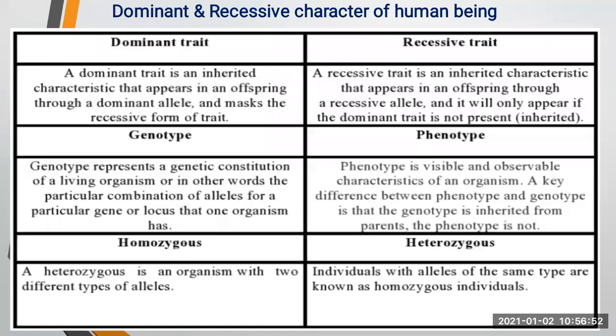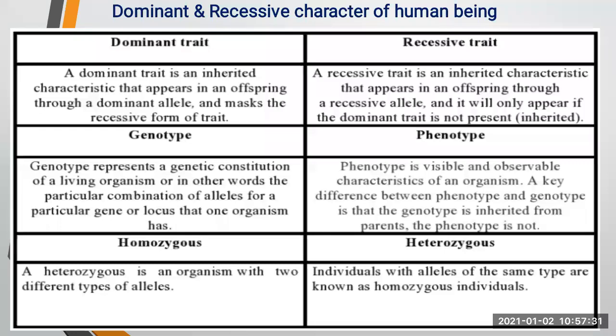Then genotype and phenotype. Phenotype is the external or visible characteristic of the organism. For example, height of the plant, color of the seed, shape of the seed, color of the flower. These are the characteristics which are visible to us, so those are called the phenotype. While genotype is the characters or the genes which are not visible to us, which are present inside the cell in the DNA, but we don't know them.